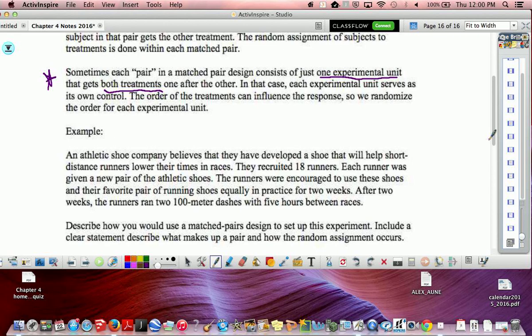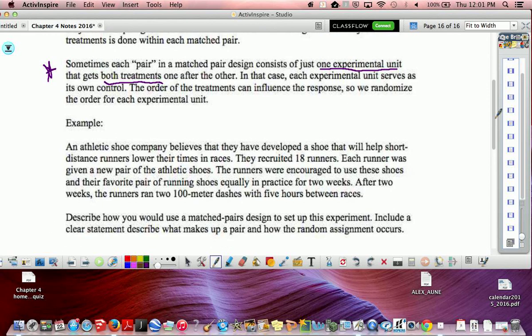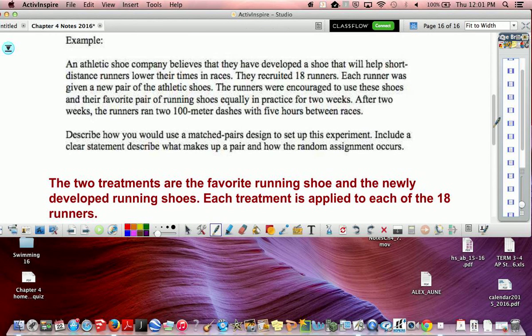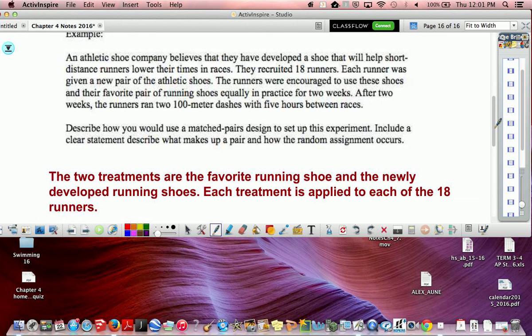So if I think about, first of all, what makes up a pair? Am I gonna be comparing two different runners to each other? No. I'm actually gonna be comparing one runner, and they're gonna get both treatments. So each runner is gonna get both pairs of shoes. Okay? So the two treatments in this case are their favorite running shoe and the newly developed running shoe. Each of these treatments is going to be applied to the 18 runners.